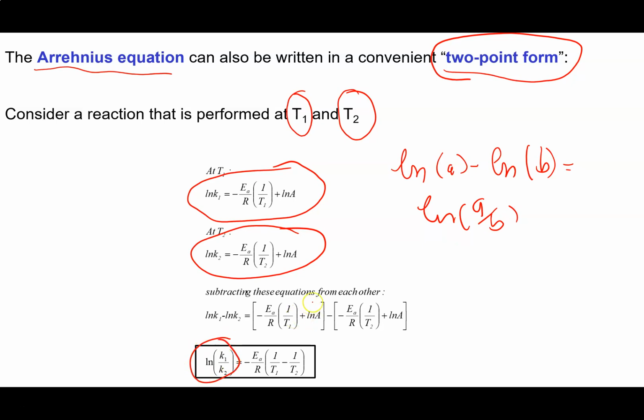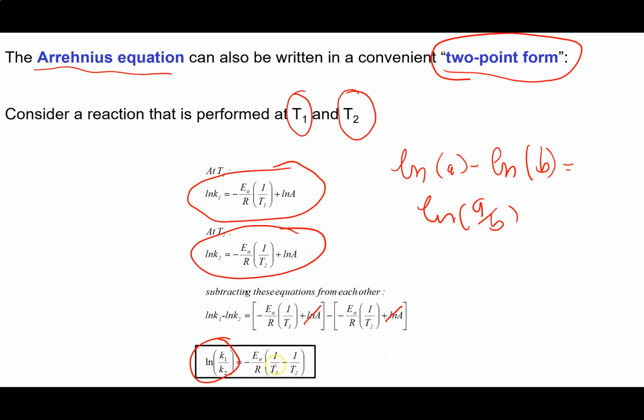And then you can see here that some of these things cancel out. And then ultimately I'm left with this expression here when I collect the terms that are multiplied by minus EA on R. So that's what I've got there.